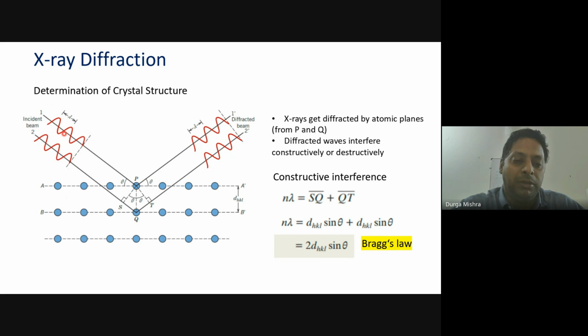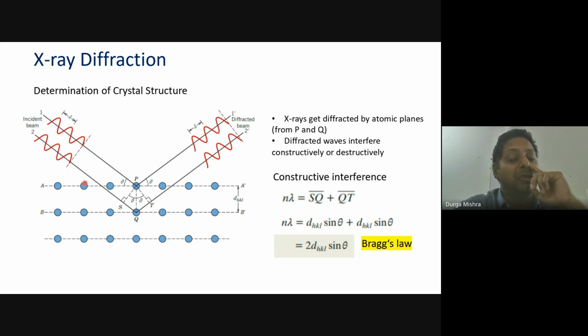So there is one electromagnetic wave that is getting diffracted or scattered by one of the atoms here. So we don't say it is from one atom, but it will be scattered from the plane A, because all the atoms will have the same scattering power. So you'll get a diffraction from this arrangement.